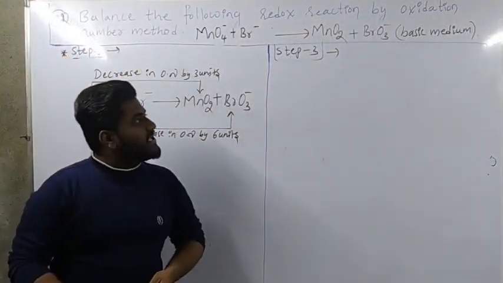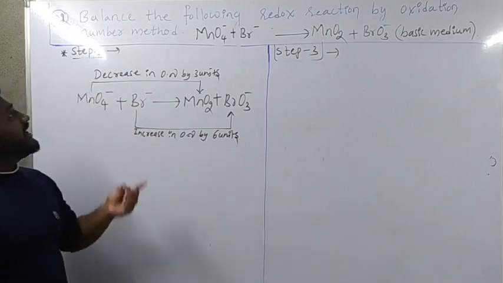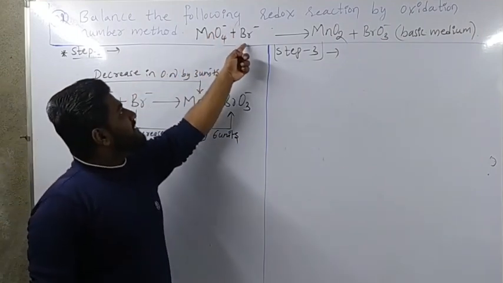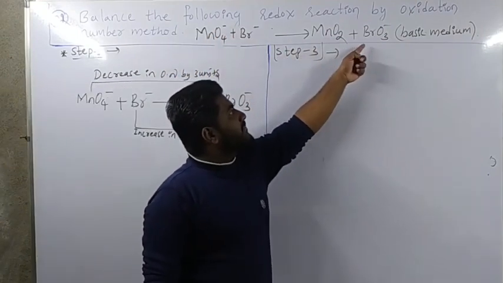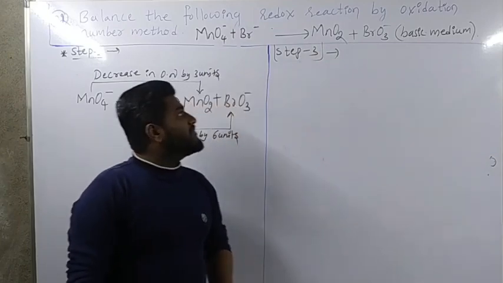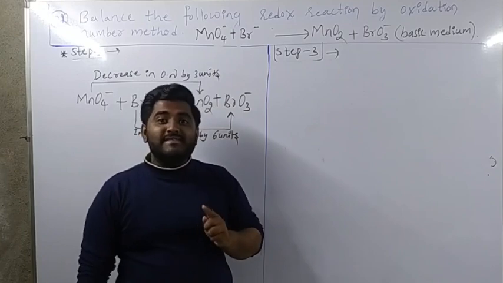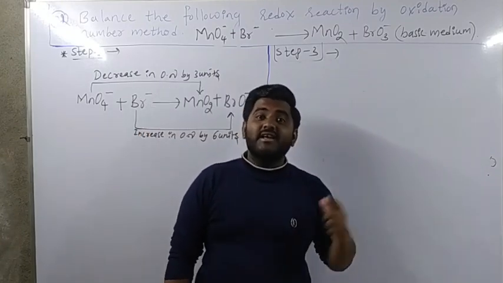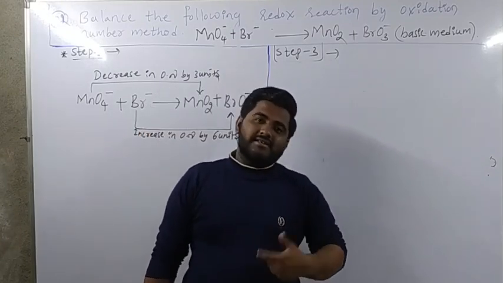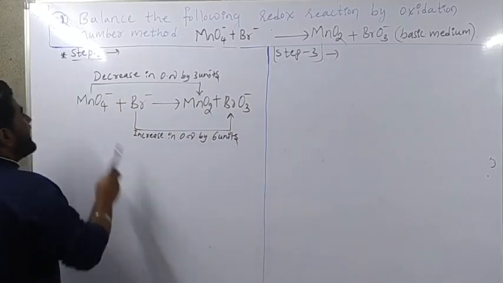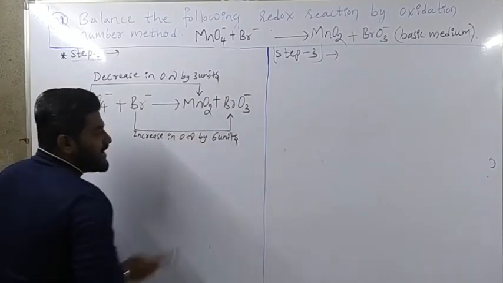Balance the following redox reaction by the oxidation number method. MnO4 minus and Br minus give rise to MnO2 plus BrO3 minus in a basic medium. In the first question it was in acidic medium. This is in basic medium, guys.